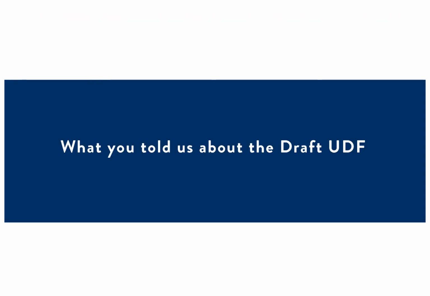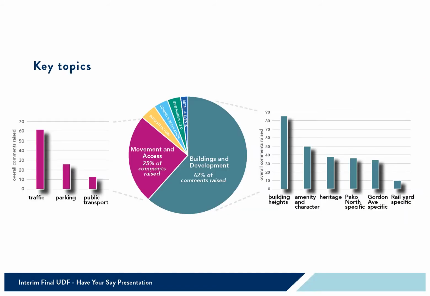Next, we will discuss the key issues that emerged from consultation on the draft UDF. This slide presents the key topics that were discussed and commented on in feedback received on the draft UDF. As you can see, a large majority of overall comments relate to buildings and development, followed by movement and access. Within the topic of buildings and development, there was an overarching preference for buildings up to 6 stories and general support for more mixed-use developments that could improve the look of the Pakington North and Gordon Avenue precincts. There was an overall concern with allowing anything over 4 stories near existing heritage areas and addressing how taller buildings would impact surrounding residential properties.